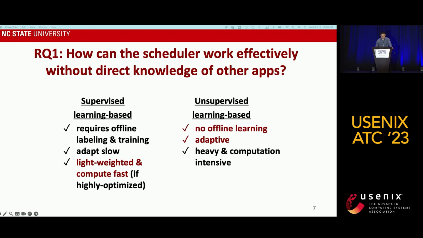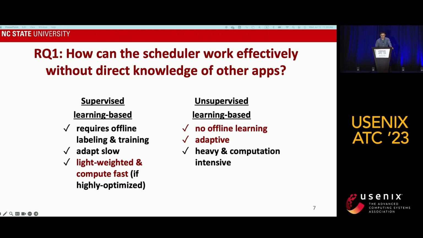Typically, we could separate those learning algorithms into two categories, supervised and unsupervised. They have their own benefits and drawbacks. For supervised learning, the first drawback is that they require offline labeling and training, and the second is that they adapt slowly. But the benefit is that they are lightweight and compute faster if you have a highly optimized process.